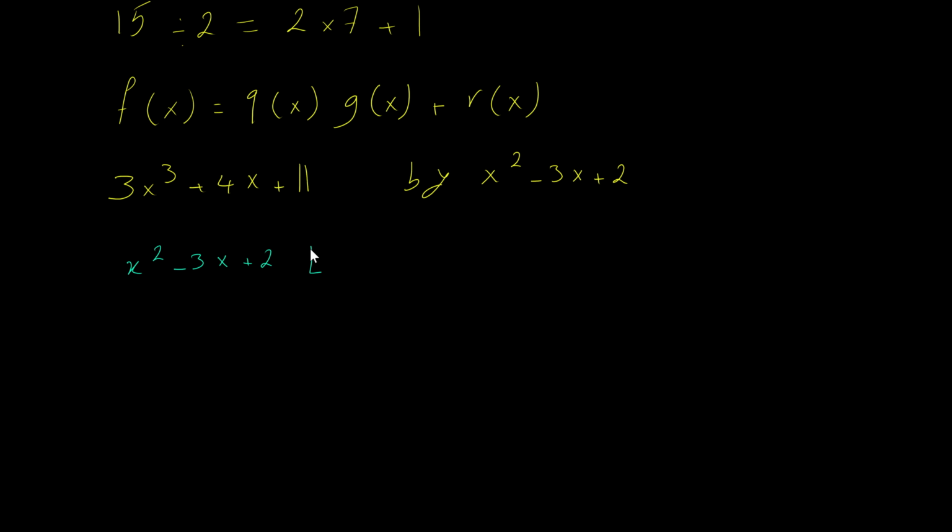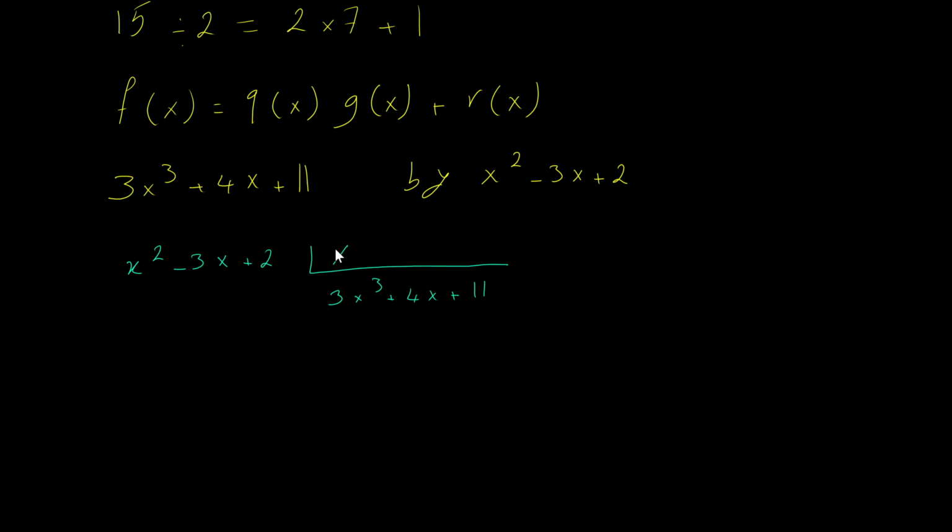Then we will have the 3x cubed plus 4x plus 11 down here. And now here is going to go our quotient. So that's the divisor, and this is our function, the polynomial, and the quotient goes on the top. The highest degree is x cubed with the coefficient of 3. So we need to match the highest degree here with what we have over here. We have x squared, and that's x cubed.